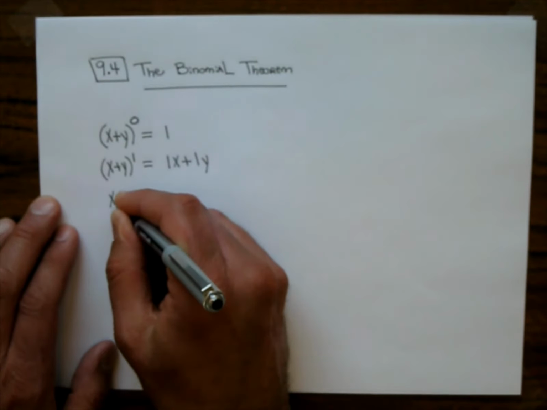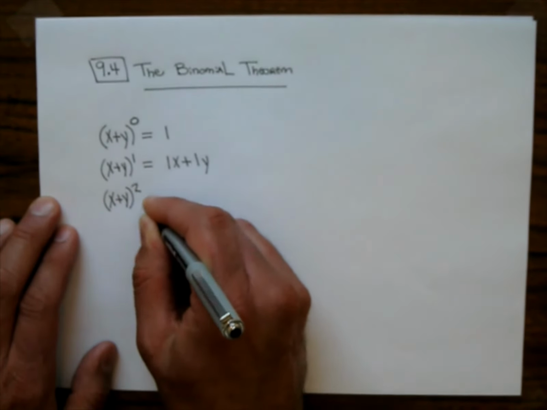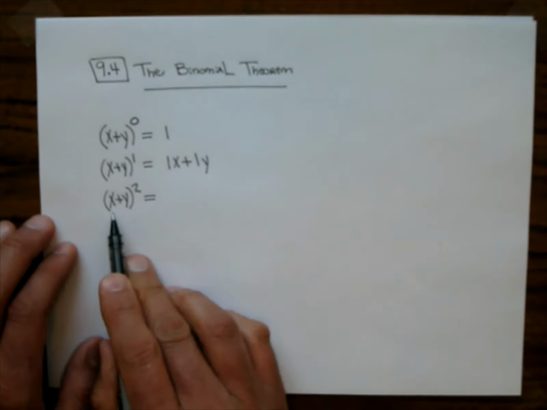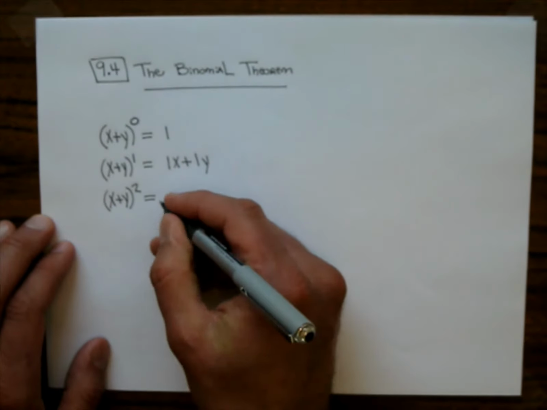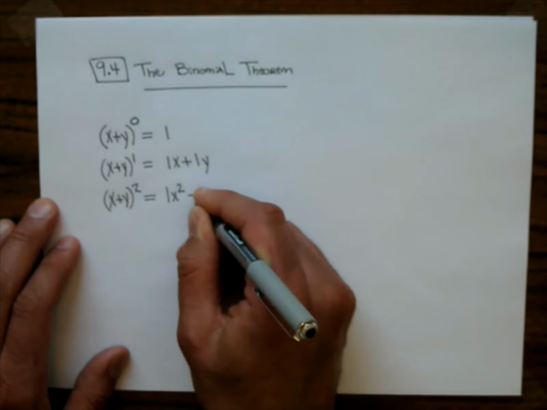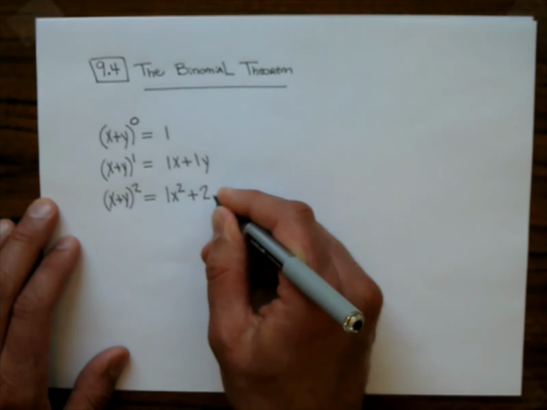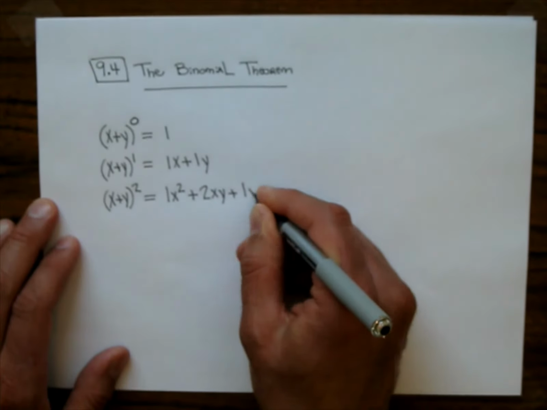I'm going to go ahead and go x plus y squared, or to the 2nd power. And so it's x plus y times x plus y, which is a FOIL. And when you're done foiling, you end up getting 1x squared plus 2xy plus 1y squared.